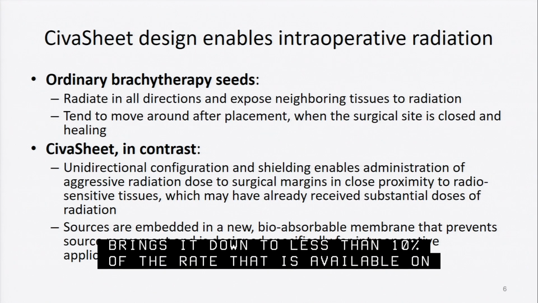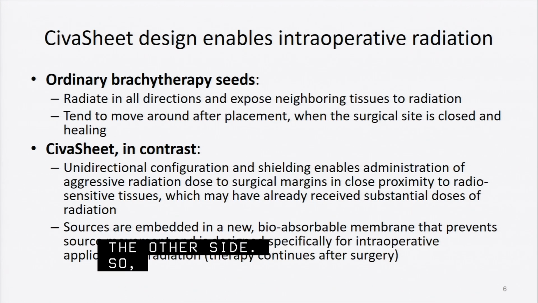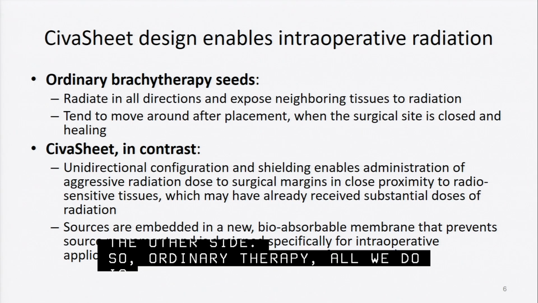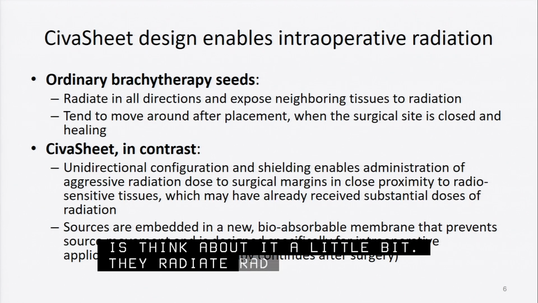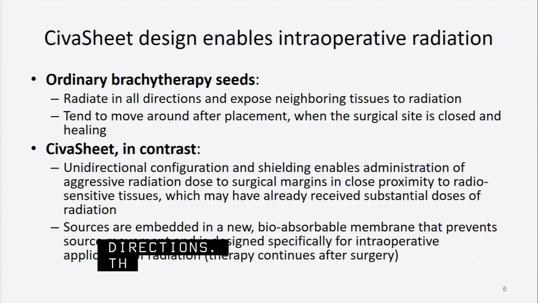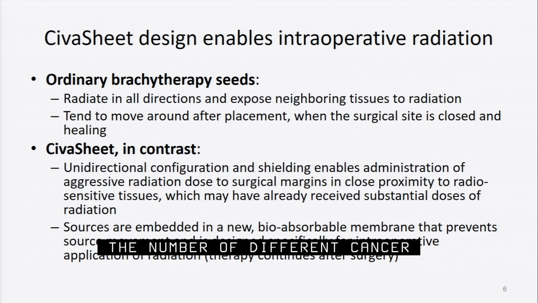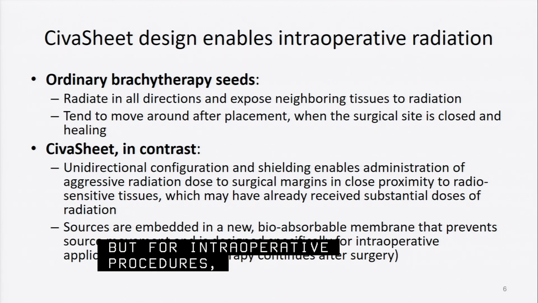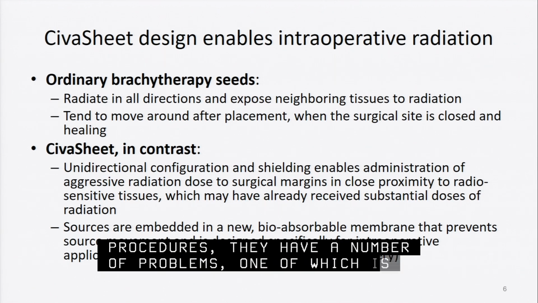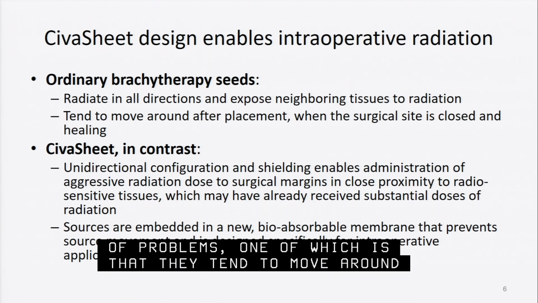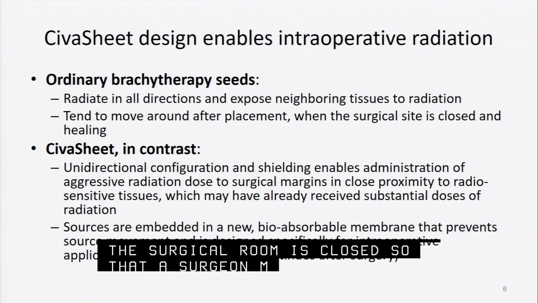So ordinary brachytherapy seeds, as I described earlier, radiate radiation in all directions. They've been very effective in a number of different cancer applications on solid tumors. But for intraoperative procedures, they have a number of problems, one of which is that they tend to move around as the surgical wound is closed and during the healing process, so that a surgeon may place them at particular points, but the surgeon cannot be confident that they will stay where they are placed.